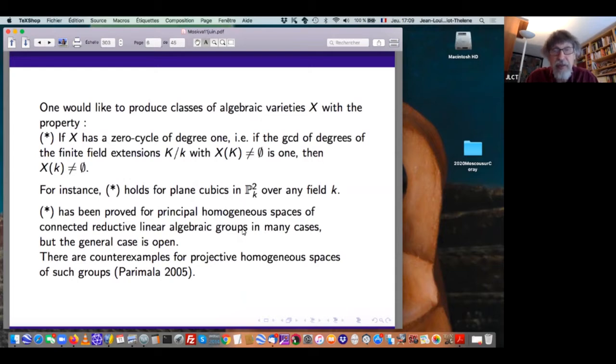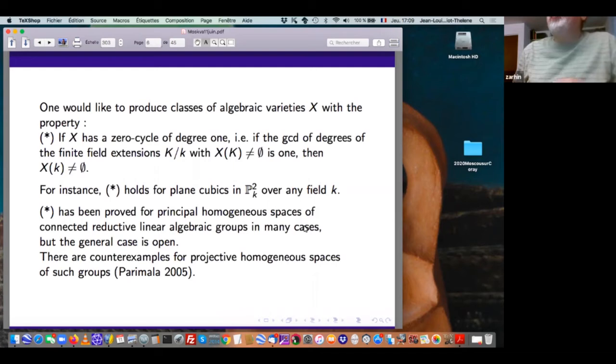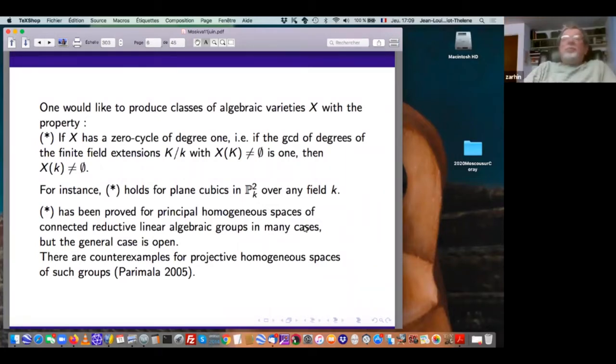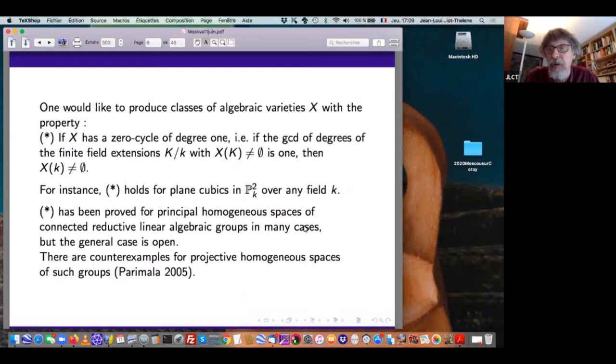The commutative case is easy, but the problem is when it's non-commutative. So it's been proved in many cases. Yes? What about principal homogeneous spaces over abelian varieties? Well, in that case it's always because you have a norm map, you see. That's the point: when it's non-commutative, you don't have norms. That's the whole problem.